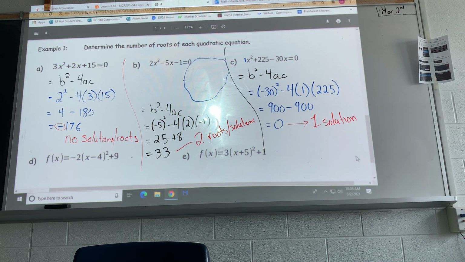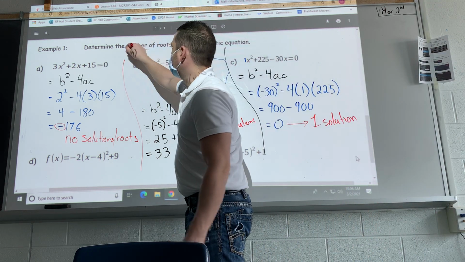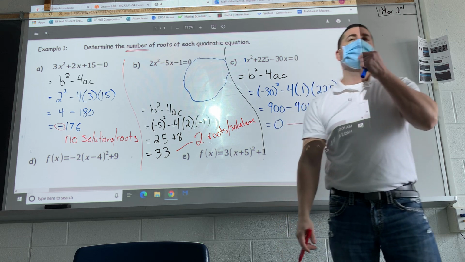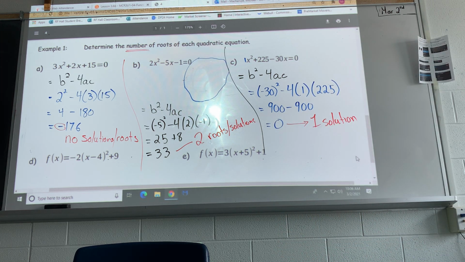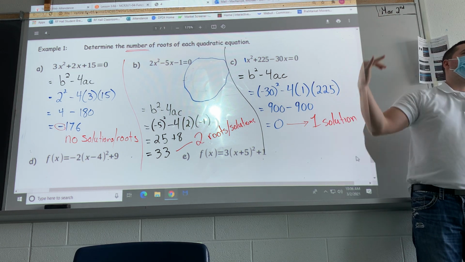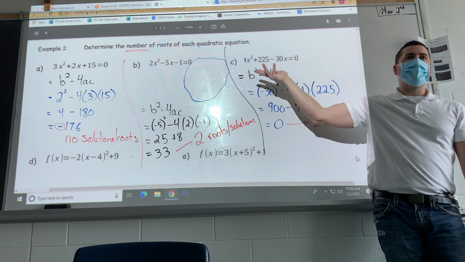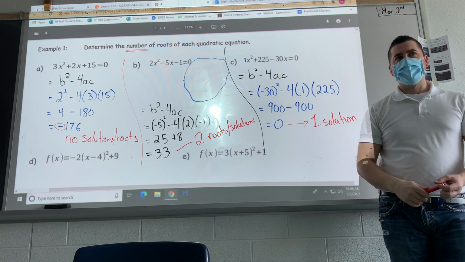Again, we use this if the question is just asking for the number of roots. They're not asking for what they are, they're just asking for how many. If you want, you can do the whole quadratic formula to find them, but if it just asks how many there are, you don't need to do all that work.